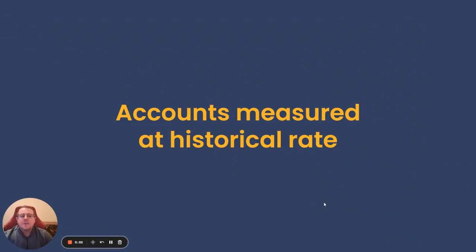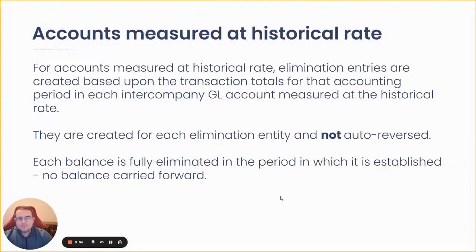Let's take a look at accounts measured at the historical rate. As with accounts measured at the average rate, accounts measured at the historical rate produce elimination entries based upon transaction totals for that specific accounting period for each intercompany GL account measured at the historical rate. Again, they are created for each elimination entity and they are not auto-reversed. Again, that means there's no carried forward balance.